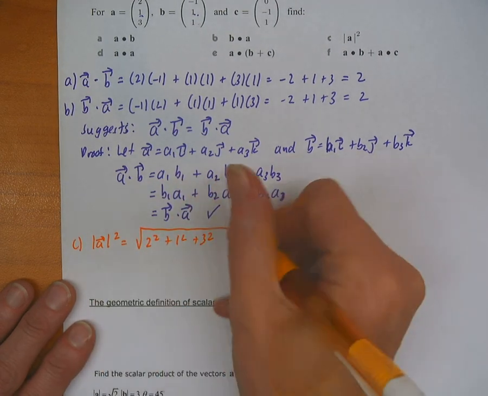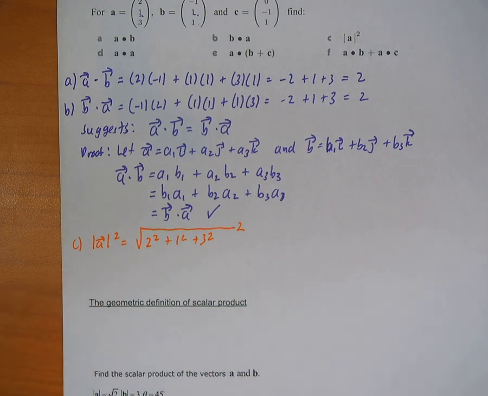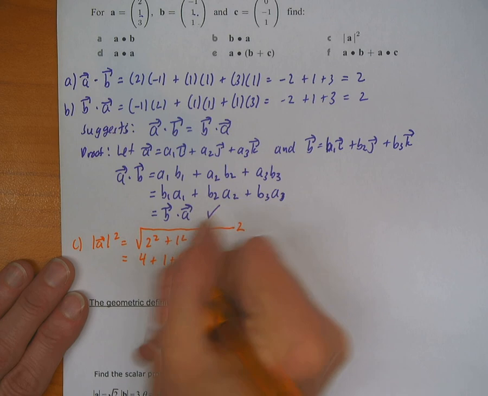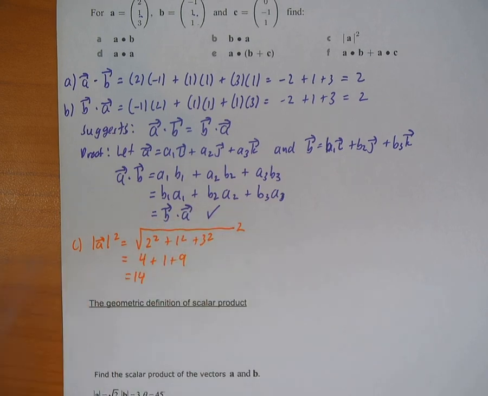But then I'm supposed to be squaring that magnitude. So the square root and the square will just cancel. So I'll get 4 plus 1 plus 9. So I'll get 14. So the magnitude of A squared is simply 14.